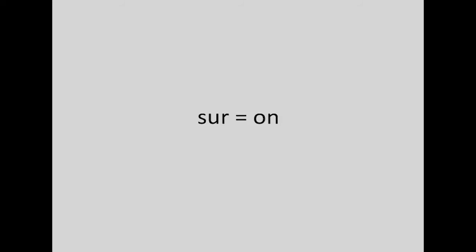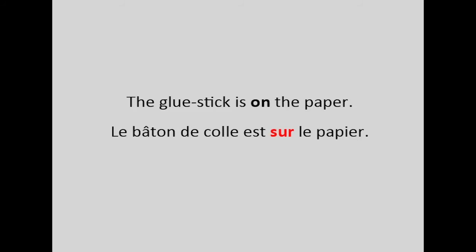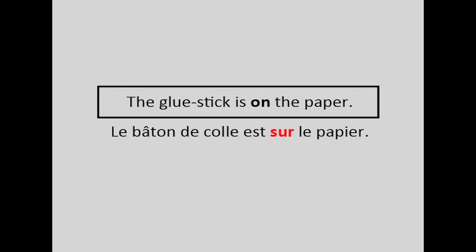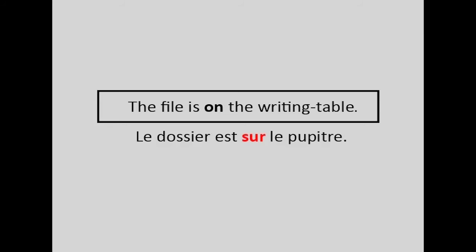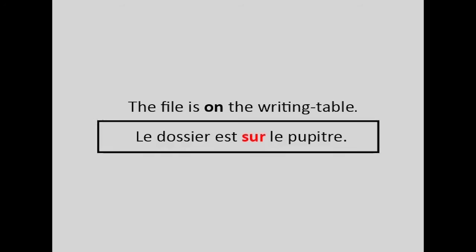The fourth preposition is sur. Sur means on. The English sentence, the glue stick is on the paper, translates into French as le bâton de colle est sur le papier. Let me give you another example. The file is on the writing table. In French, this sentence translates as le dossier est sur le pupitre.